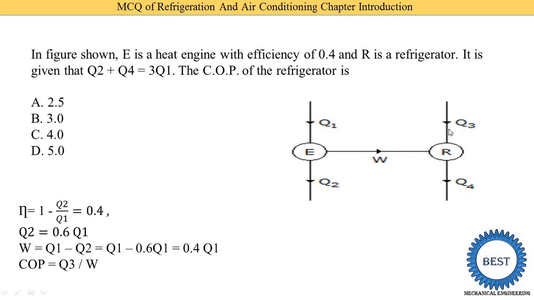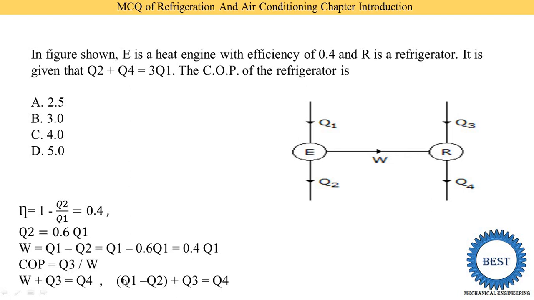Next we move towards the COP. COP is equal to output upon input, meaning here the heat absorbed, that is Q3, divided by work done. Now first we find out the work done for the refrigerator. Here you see there are 2 inputs given. So W plus Q3 is equal to Q4. We write here W plus Q3 is equal to Q4. Now from this equation, W is equal to Q1 minus Q2.